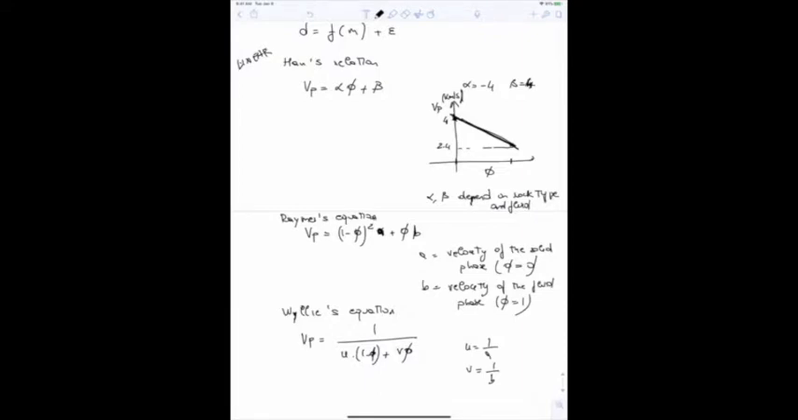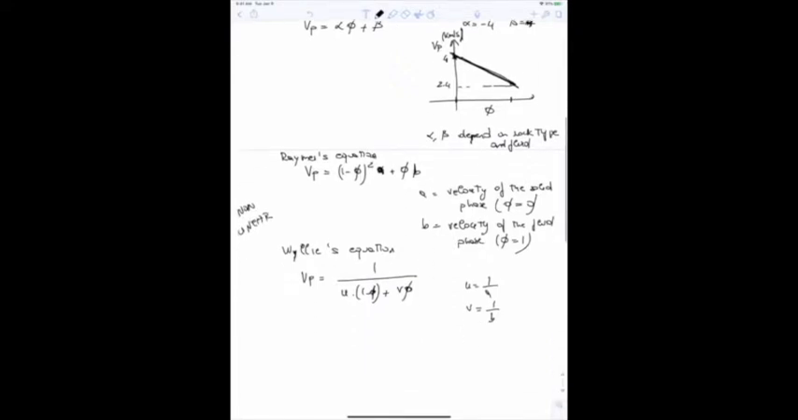Raymer's equation is actually close to being linear for the simple reason that porosity only varies between 0 and 0.4. So even if it is a quadratic equation, it almost looks like a linear expression. And then Wyllie's equation is non-linear. It's actually linear in the slowness, but anyway. So the first one is a linear equation. The other ones are non-linear.